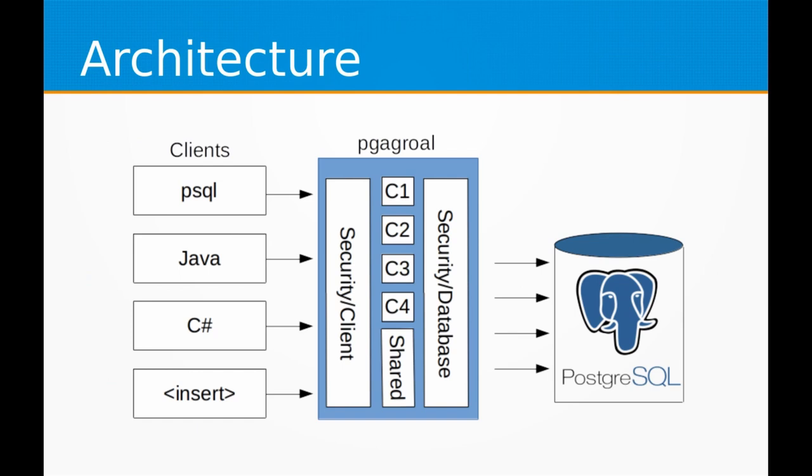This is an overall picture of the pgagroal architecture. On the left, we have clients connecting to pgagroal that are implemented using different programming languages. They will interact with the security layer that defines how they will authenticate. Each client will be a process denoted by C1 to C4, and the shared memory model will maintain state. Pgagroal will communicate with Postgres using another security layer. We'll expand on these concepts in the following slides and look at the component breakdowns.